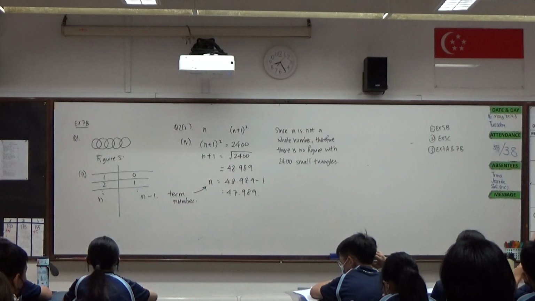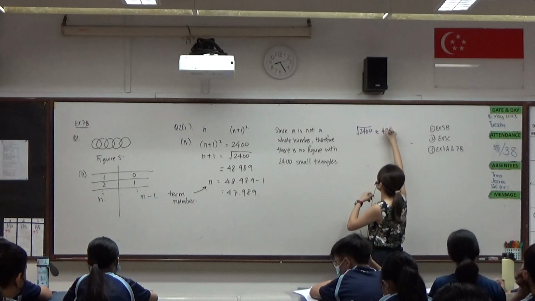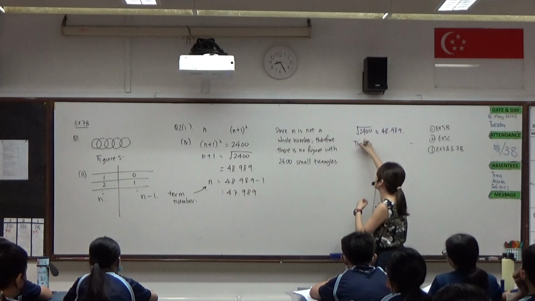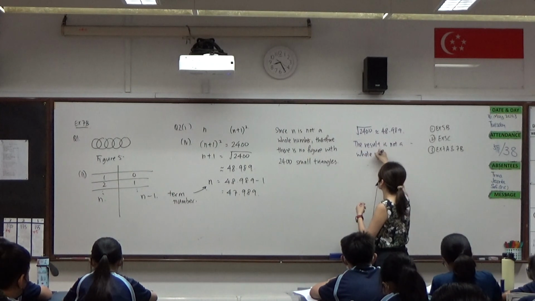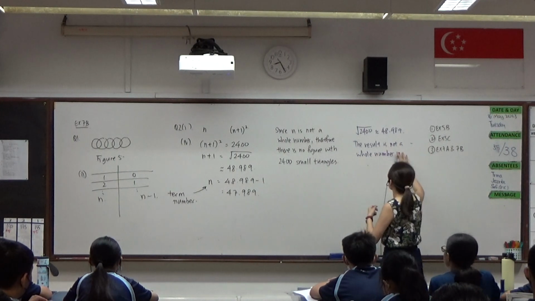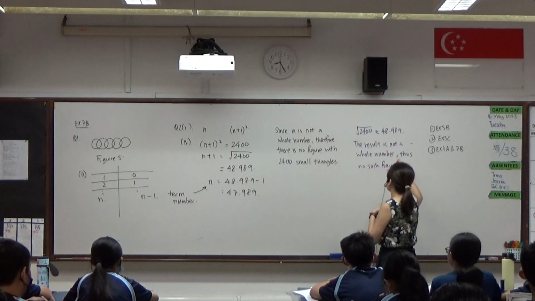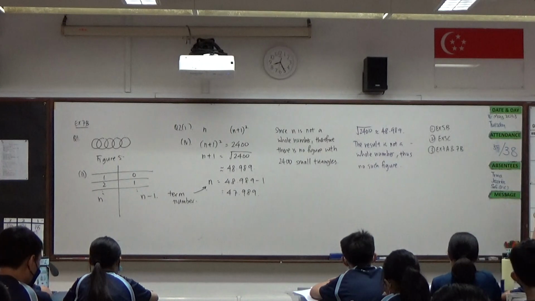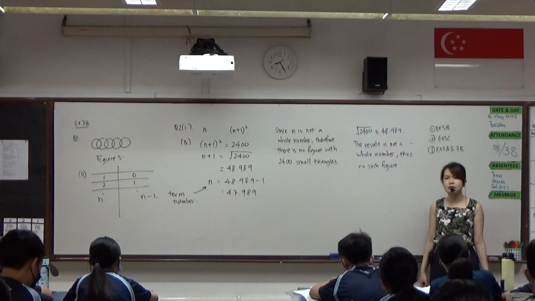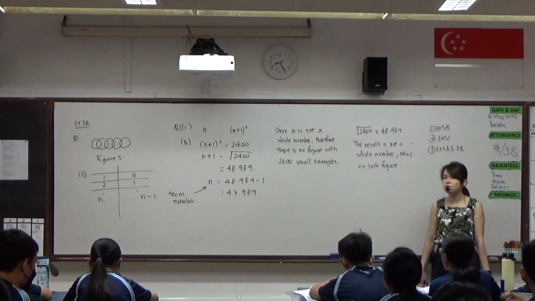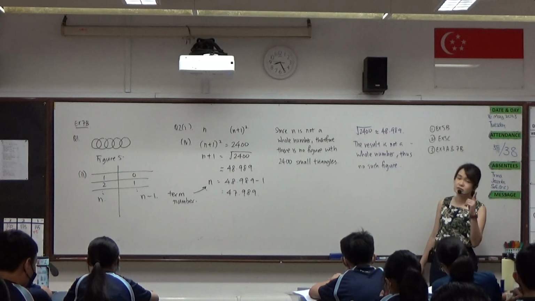Let me show you what some of your friends write. Some of you just give me square root 2,400 is about 48.989, and then you say the result is not a whole number, thus no such figure. I don't find this a good solution at all, because first of all, you do square root 2,400. My first question is why you do that? There's no clear understanding over why we are doing that. So that's the first problem.